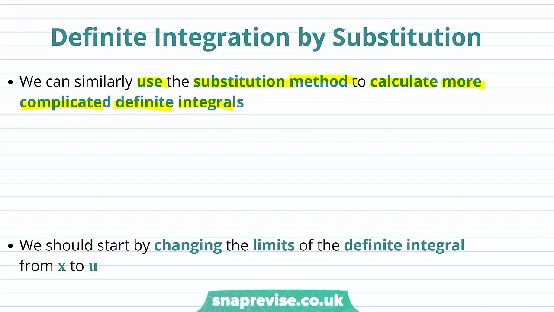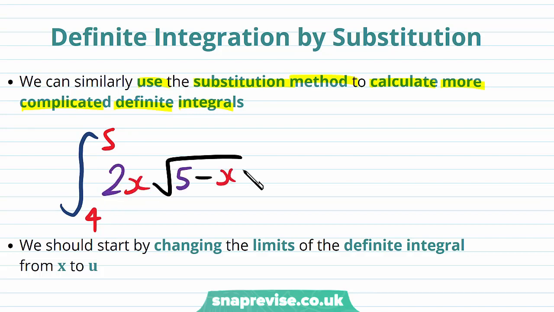Let's say we were asked to find the value of the integral between 4 and 5 of 2x multiplied by the square root of 5 minus x, and of course we have our dx. Now we may be told the substitution, or we may use the method we described before to guess the substitution. A good substitution in this case will be u is equal to 5 minus x. This is the expression inside our composite function.